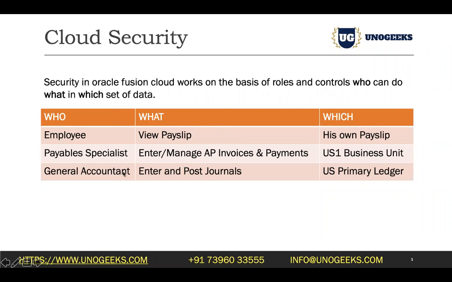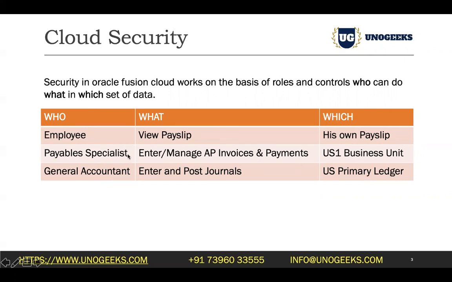So for example, if you take the general accountant, he should be able to enter and post journals, and only in a ledger that he has got access to. You could control the who part, you could control the what part, and the which part as well. So you could assign the general accountant role to the user, but until you give him access to it, he wouldn't be able to do anything in that.